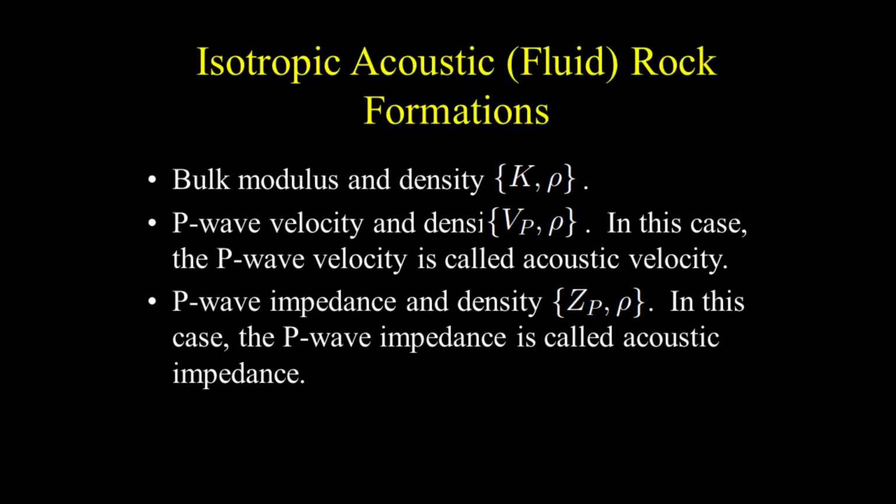Again, S waves do not propagate in the fluid, so shear modulus is 0, or S wave velocity is 0. So the fluid can be characterized by bulk modulus and density, or P wave velocity and density. In this case, the P wave velocity is called acoustic velocity. Or it can be characterized by P wave impedance and density. In this case, the P wave impedance is called acoustic impedance.